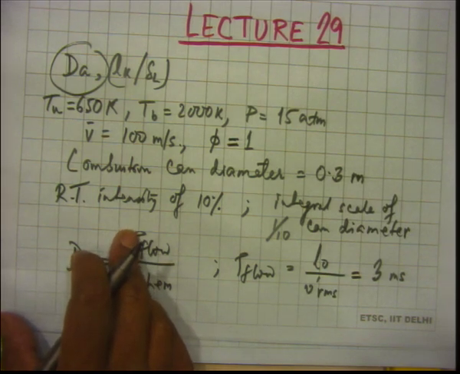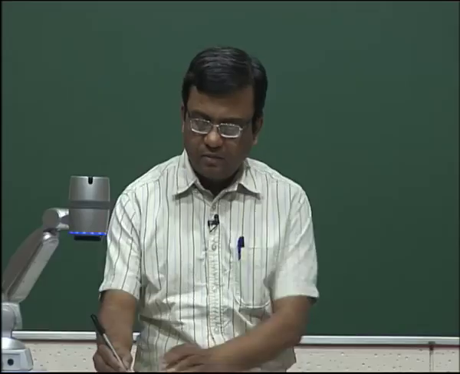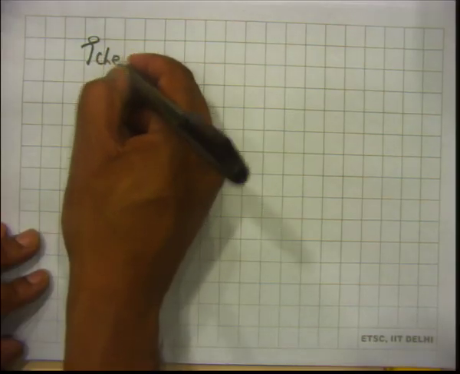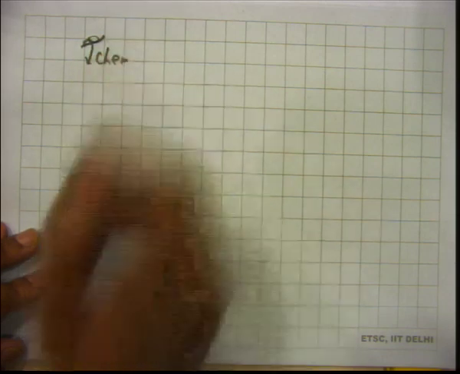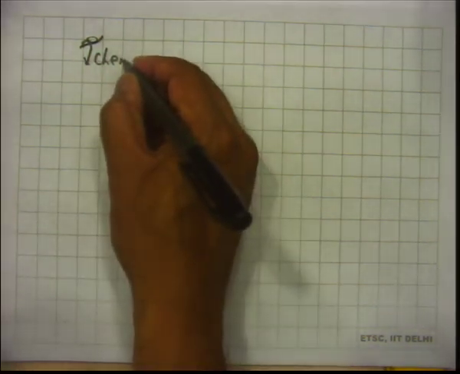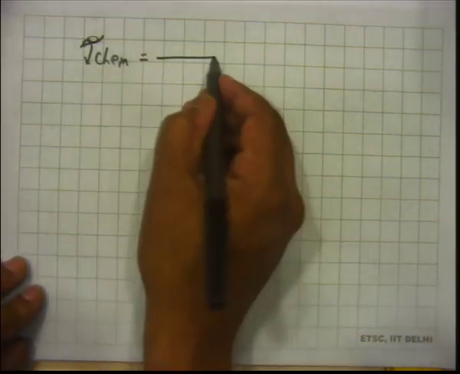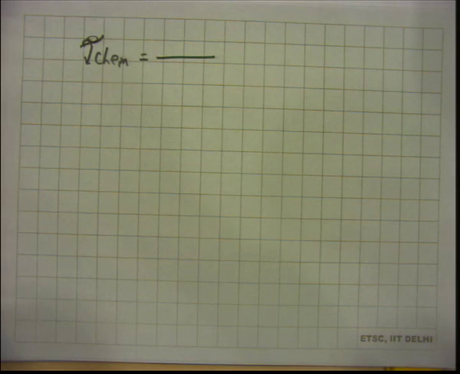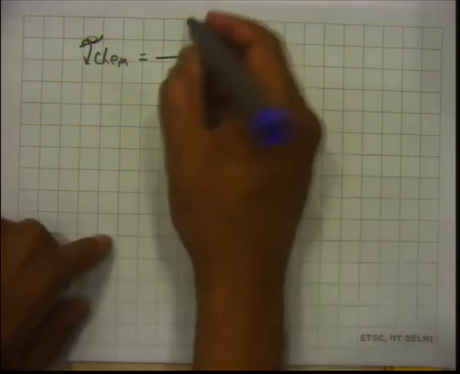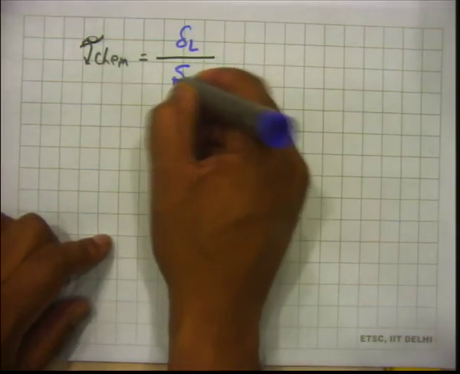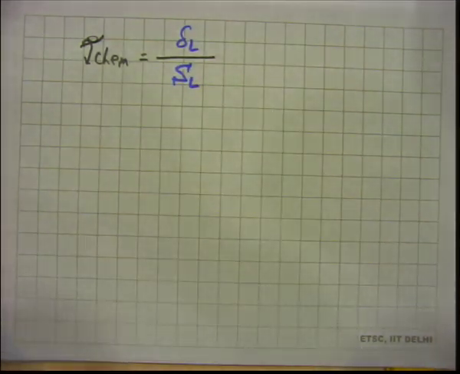And what else can we do? To get the Damkohler number, we also need tau chemical, right? And what was tau chemical? Remember what we did yesterday? Delta L by SL. So, this is delta L by SL. And from the information which is given in the problem, do you think we can get delta L and SL?